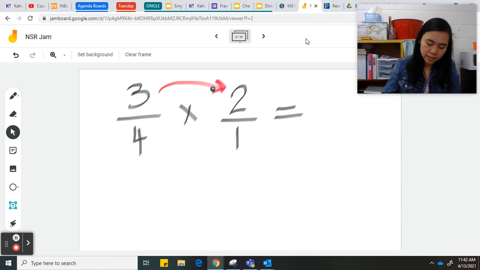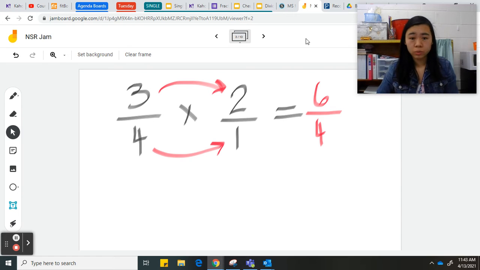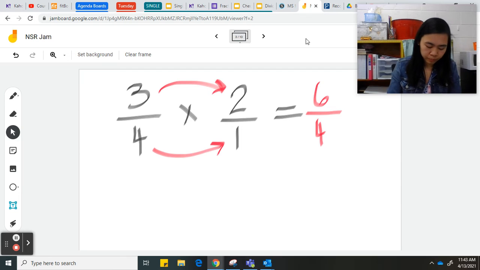3 times 2 is 6. Then 4 times 1 is 4. Now this, we'll notice, is an improper fraction because our numerator is bigger than our denominator. We can also rewrite this as a mixed number. So I'm going to rewrite this below. 6/4. Let's go ahead and simplify that.